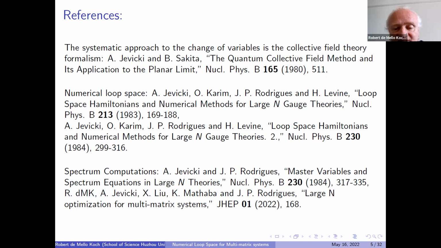So the talk today is based on the very last reference that I have on this page, and it was done in collaboration with Antal Jevicki from Brown, his student Xianlong Liu. It was also done with Kagiso Mathaba, who's a student in Johannesburg, and with Joao Rodrigues. If you're interested, it's the last reference on the slide.